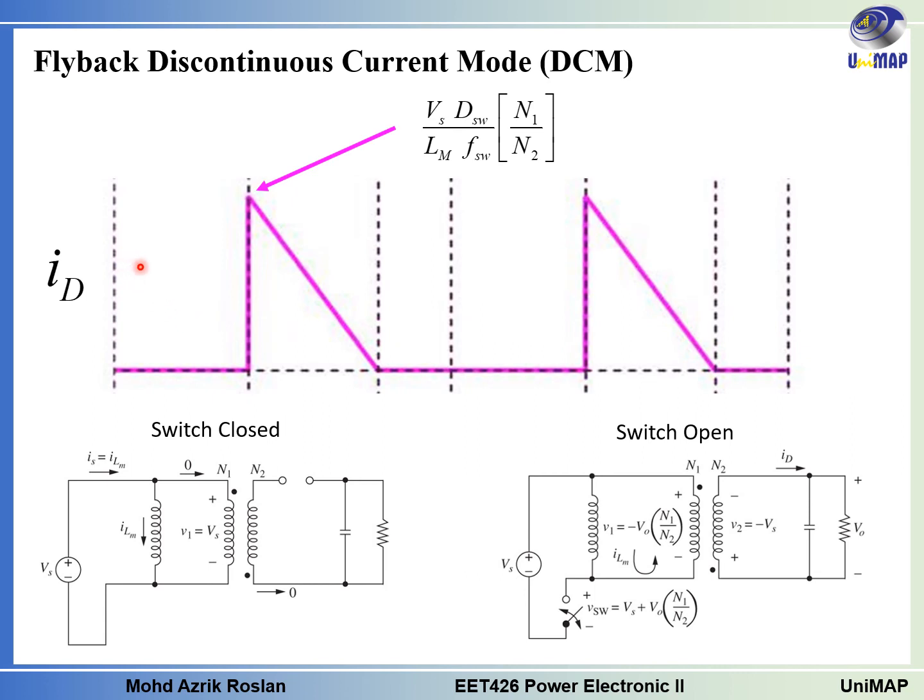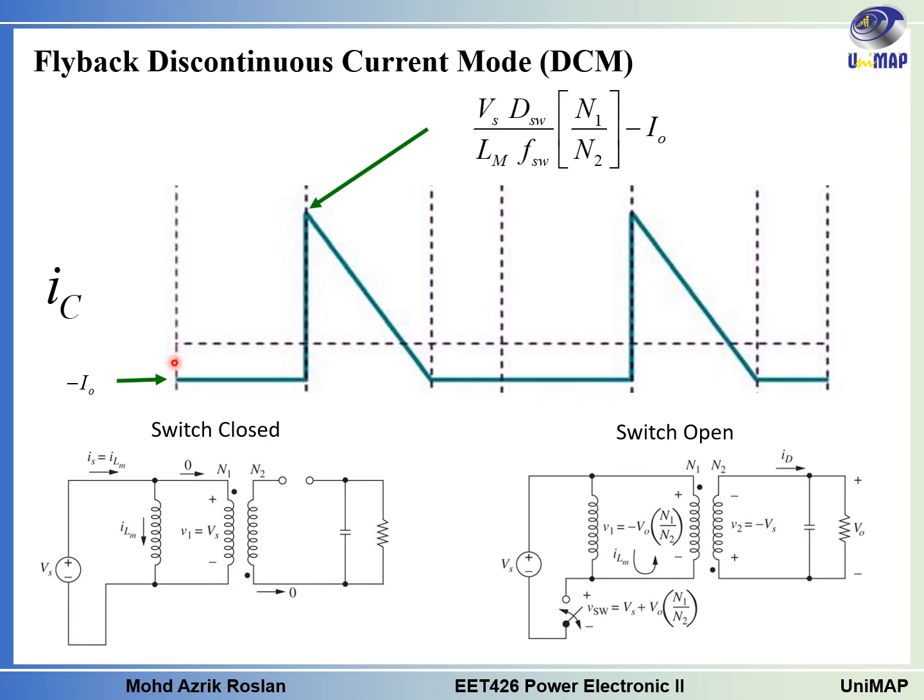And for the ID, which is the diode current, during the switch close time, it will be 0 because the current cannot flow due to the diode blocking the current. But during the switch open time, we can see that the maximum value here is the value of delta IL multiplied by N1 over N2, and then it will reduce to 0 before even reaching the complete switching period.